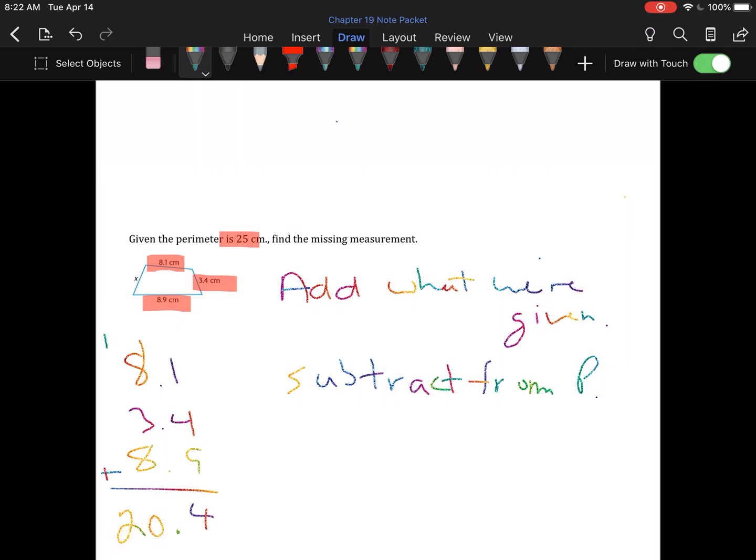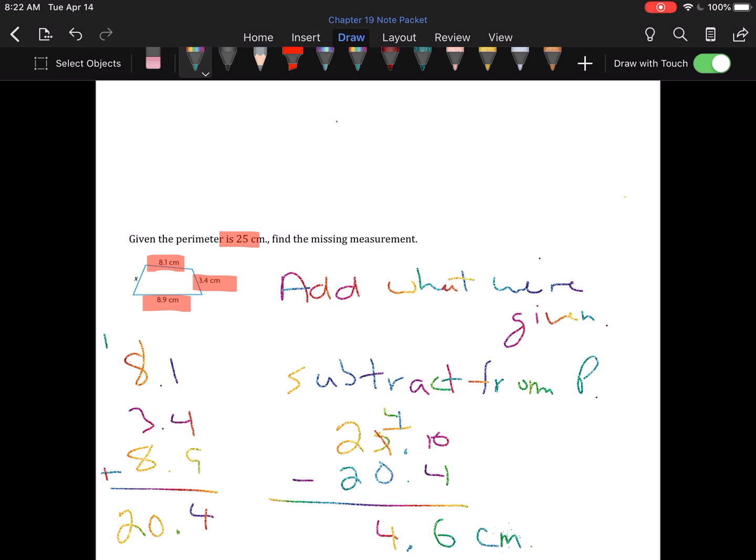Subtract what that is from P, which is 25. So 25 minus 20.4. Line up your decimal points. 25 needs to become 25.0 to do this problem. You do have to borrow from the 5. 10 minus 4 is 6. 4 minus 0 is 4. 2 minus 2 is nothing. So the missing side is 4.6 centimeters.